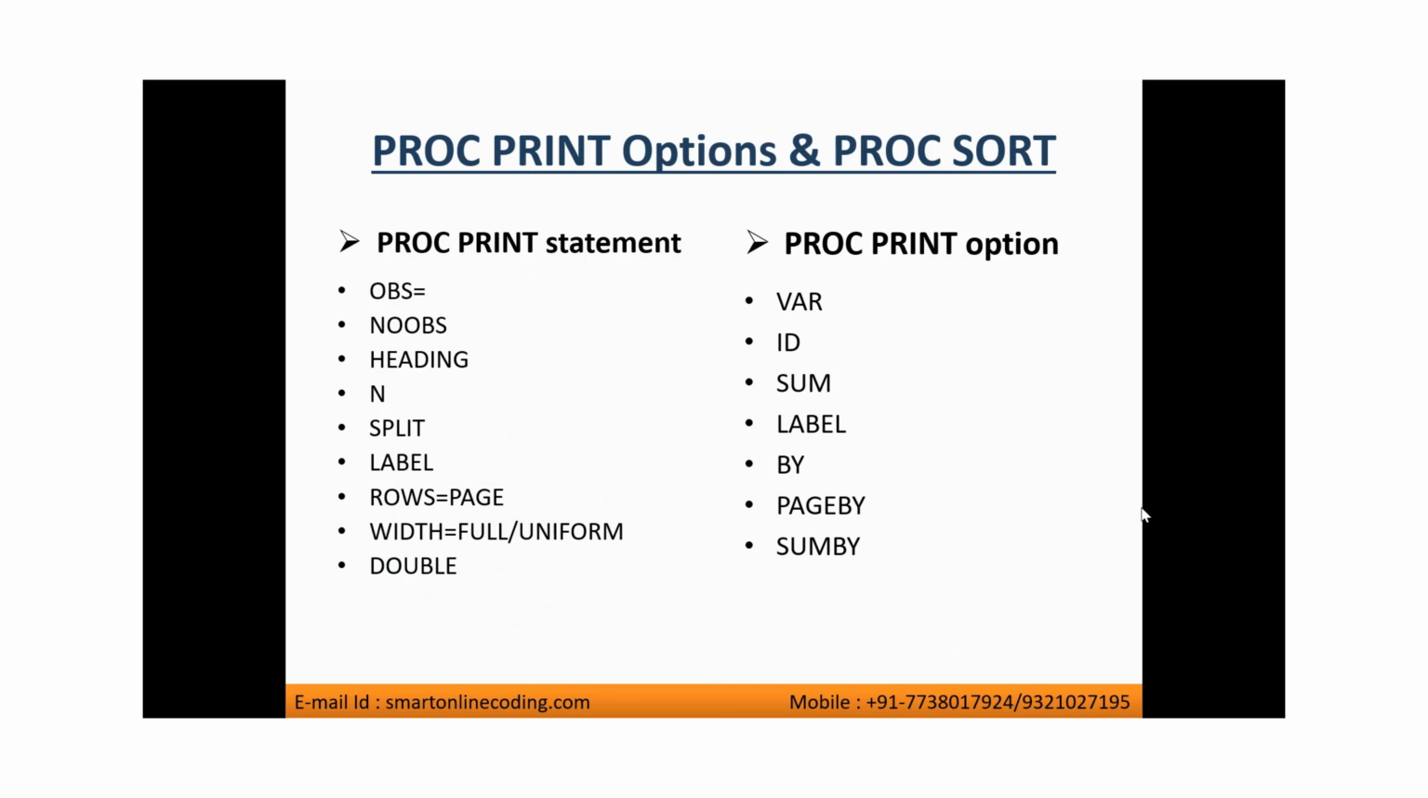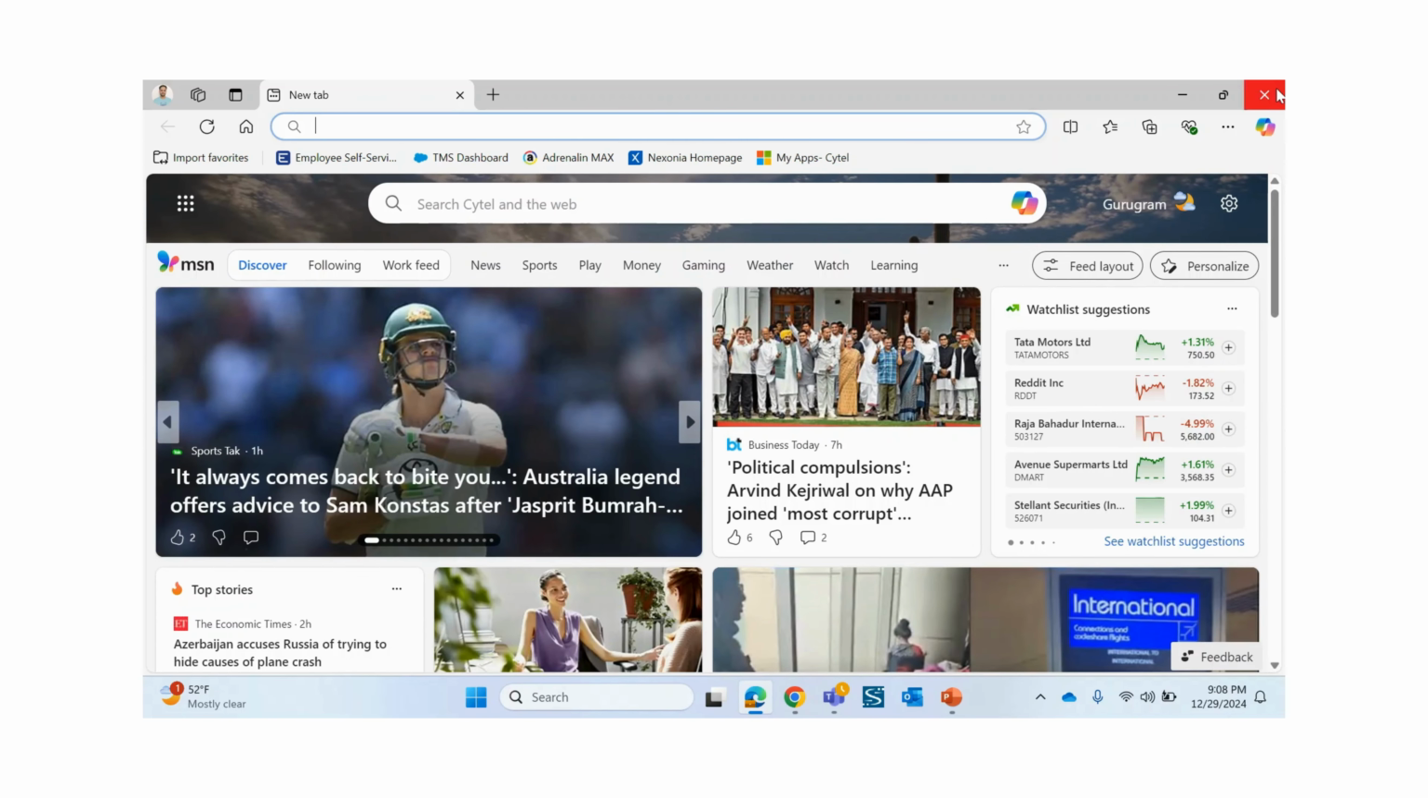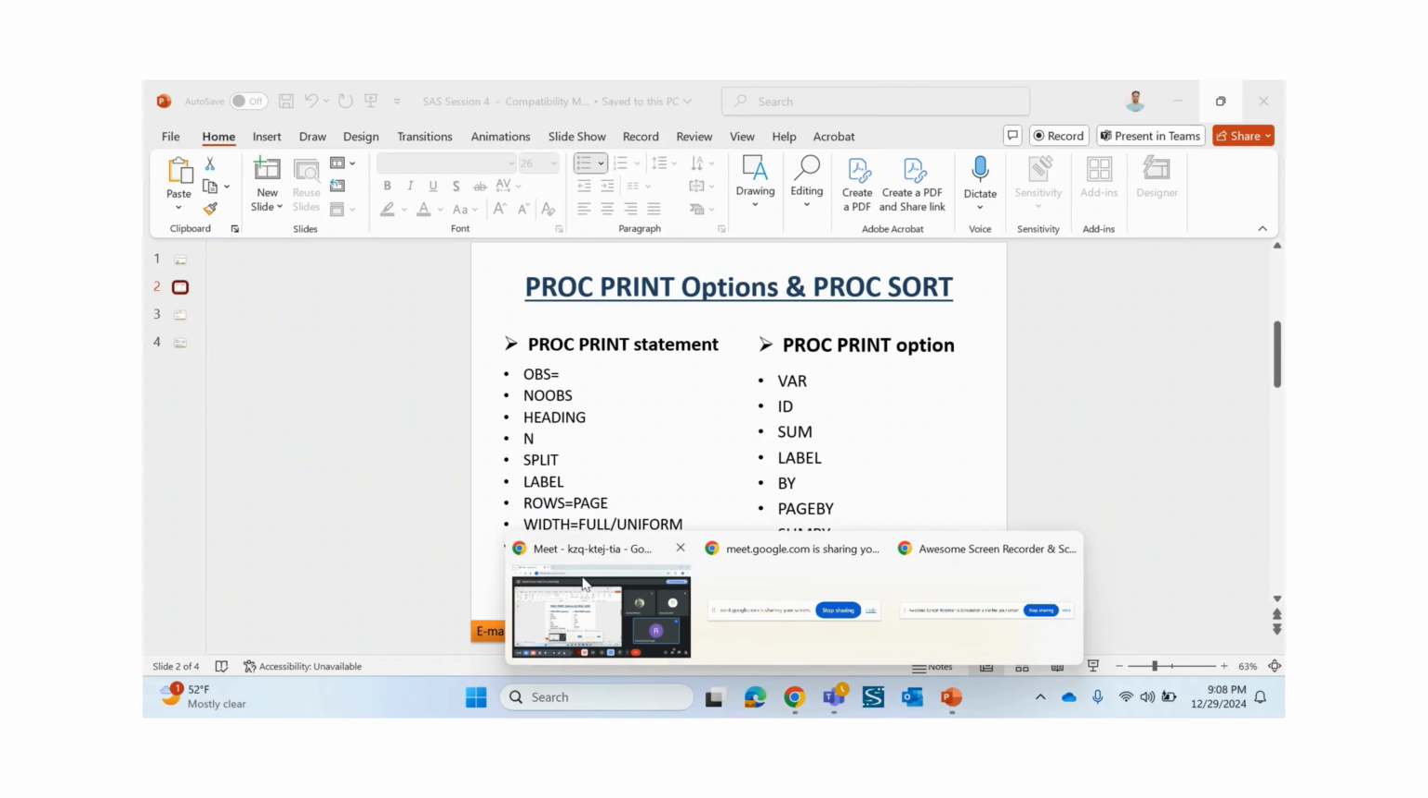This proc print option I'm going to split into two subtopics. One is proc print statement, another is proc print option. Now in this proc print statement, there are various options available to use, like OBS, no OBS, heading, end, split, label, row wise, width and double. Now let's go one by one through these things in SAS Studio directly. So we'll go and open our SAS Studio.